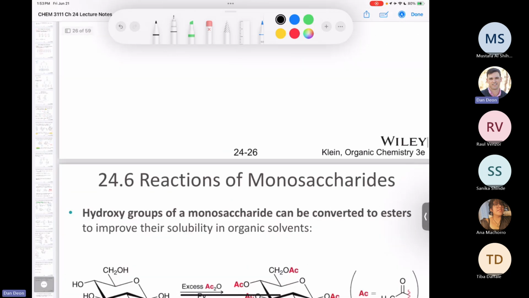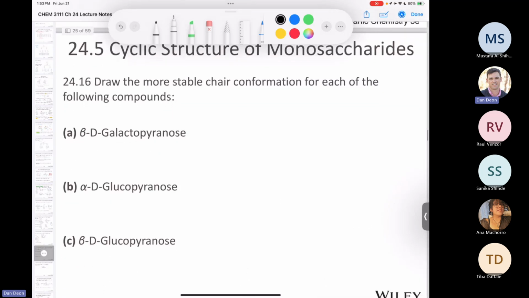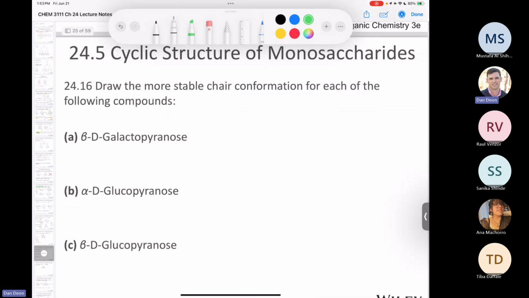So let's see here. What we'll do is we'll take a short break. I'd like to give you a chance to try to draw the chairs for these 3 compounds. So it's asking you to draw the chair. Remember, we're always going to use this form of the chair, like this, where the oxygen is in the upper right-hand corner for all 3 of these.